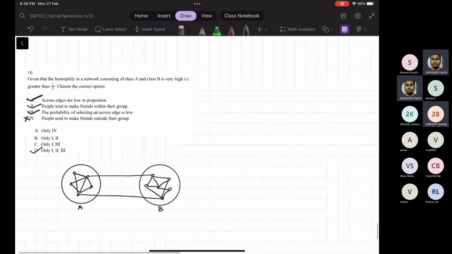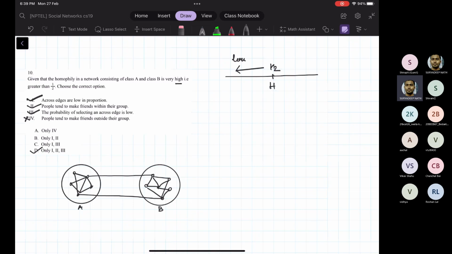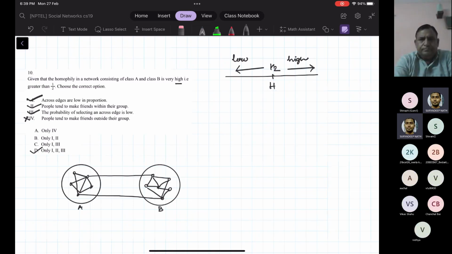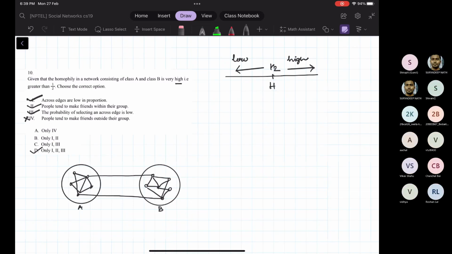So greater than half means high homophily. If you see the scale, it can be negative as well. If this is half, if you go this side, it is low, meaning they are not connected among themselves, and if you go this side, it means high. They are more connected among themselves than across themselves.